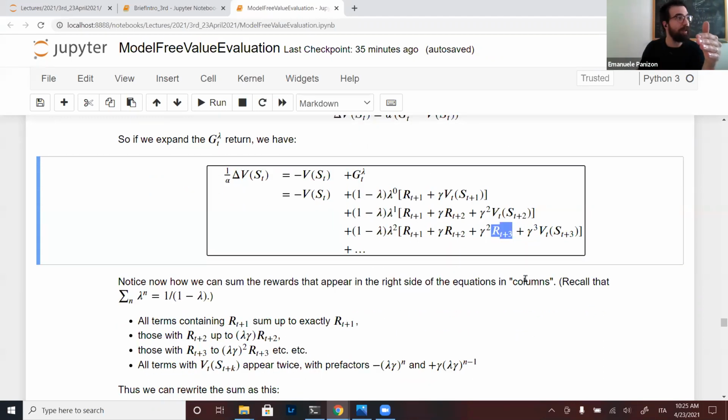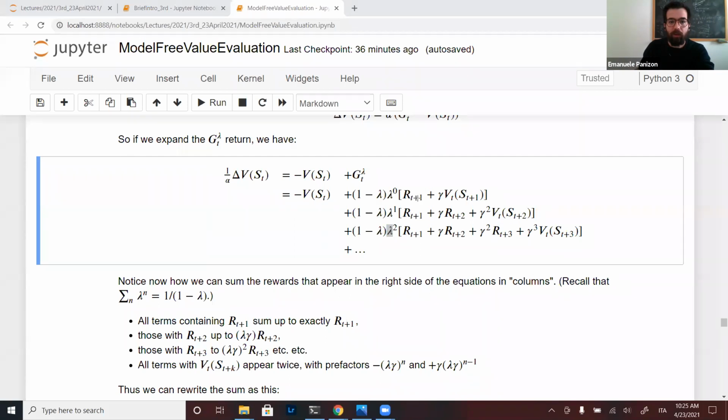And again and again, okay, so it has all the terms. All of these have lambda to some power, and have many actual rewards plus gamma to some power times the value. Okay, this is if I expand the return. Now, you can see that something happens in these columns here.